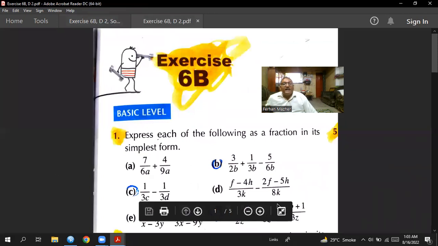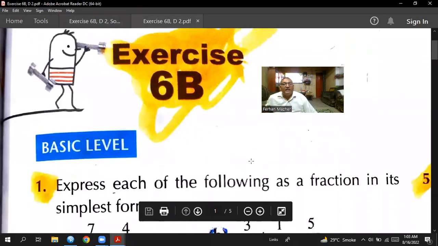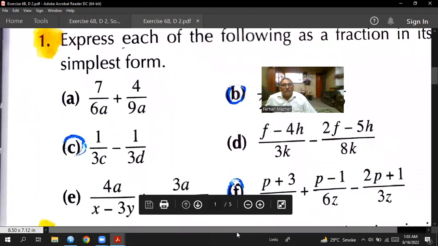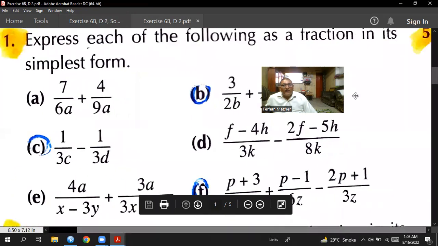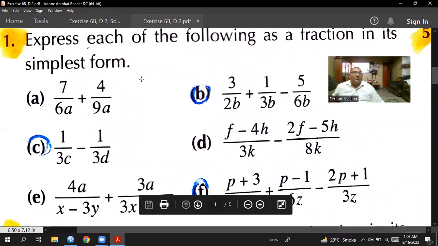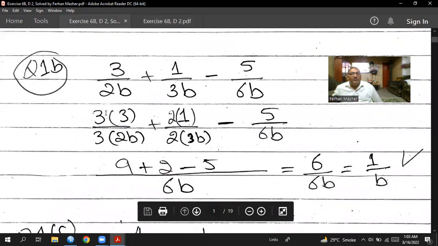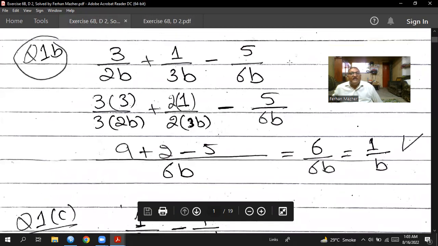The B part is 3 by 2b plus 1 by 3b minus 5 by 6b. So again, I will make the denominator the same. Let me show you. So this is question number 1, B part. The first fraction, I will multiply numerator and denominator both with 3. So upstairs it will become 9, downstairs it will become 6b.